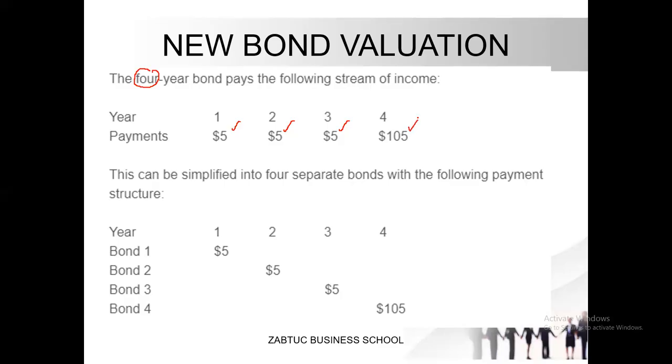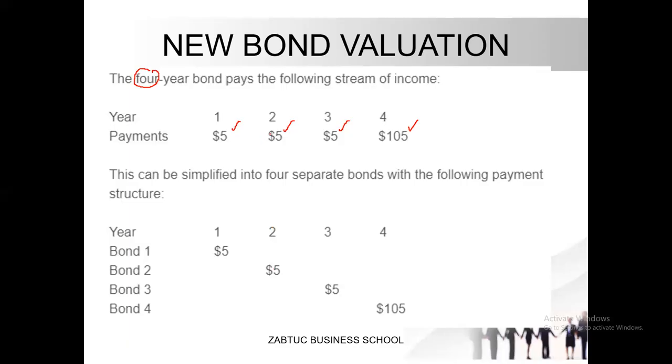Step number one, we strip this, we break this down into the individual cash flows. This bond can be broken down into this pattern. It's like there are 4 bonds in here: one bond with a cash flow in year 1, another in year 2, another in year 3, another in year 4. This is what it means to break down this bond, or to strip this bond into the individual cash flows. So that's step number one.